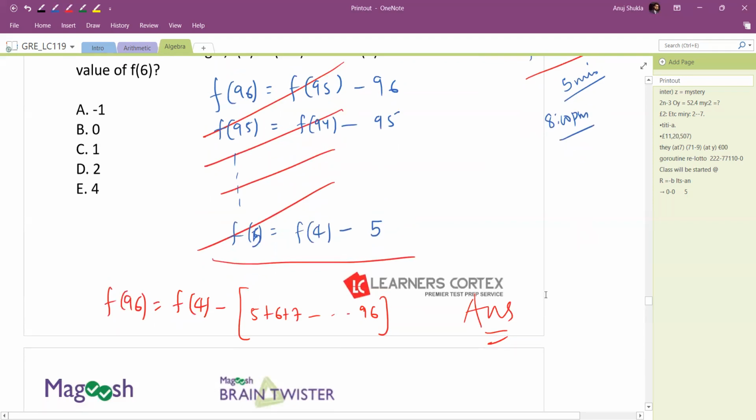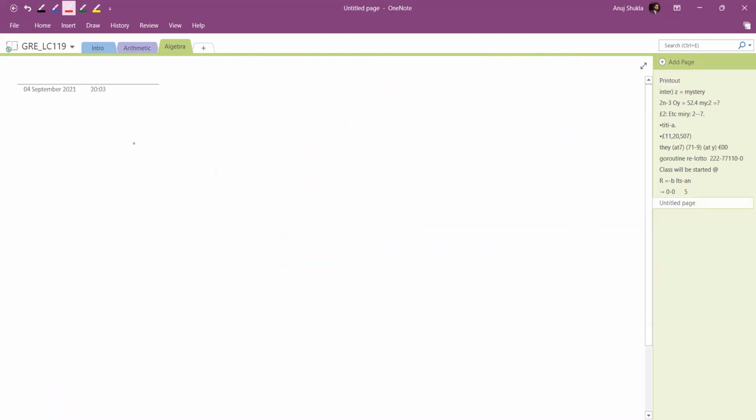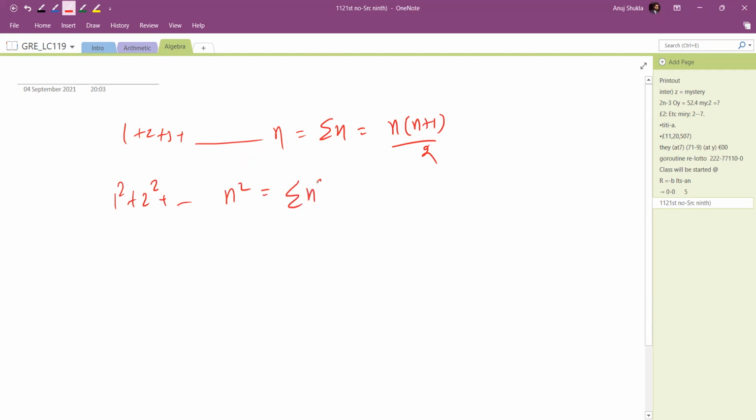How to solve this? For that, you should know that if I say 1 plus 2 plus 3 like this till n, this is called sigma n, and this value is n into n plus 1 divided by 2. If it is 1 square plus 2 square till n square, this is called sigma n square, and this value is n into n plus 1 into 2n plus 1 divided by 6. Right? Am I correct? Yes, sir.